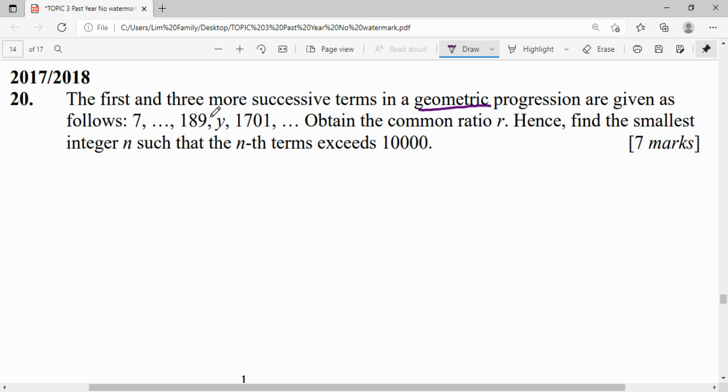When we want to obtain the common ratio r, it means the term at the back divided by the term at the front, which will be the same as 1701 divided by y. So our concept for geometric progressions is that y divided by the term before it equals 1701 divided by y. So we can do our cross multiplication, and you will get y squared equals 321,489.